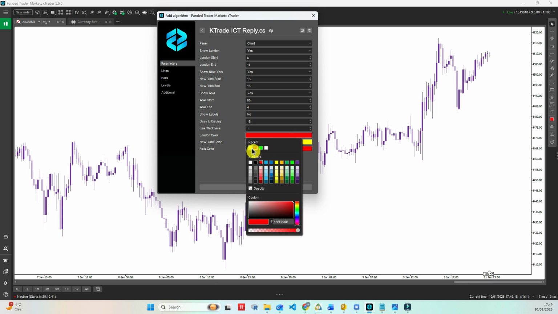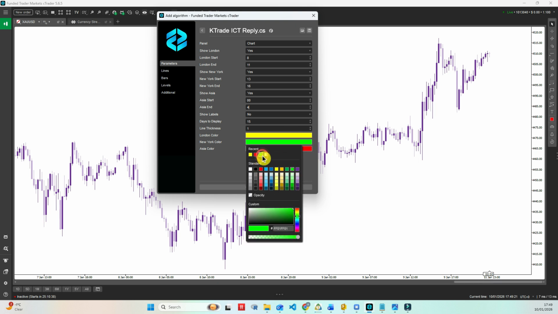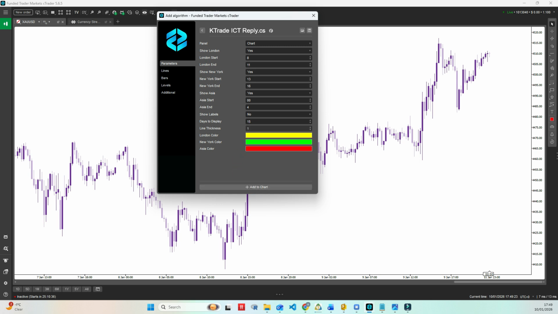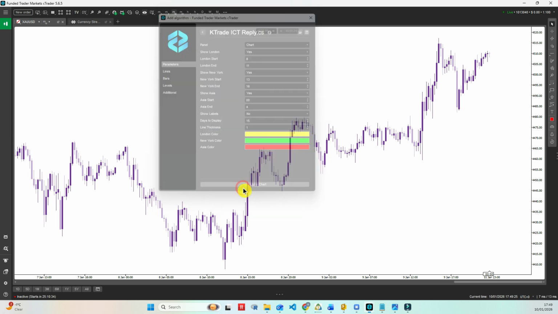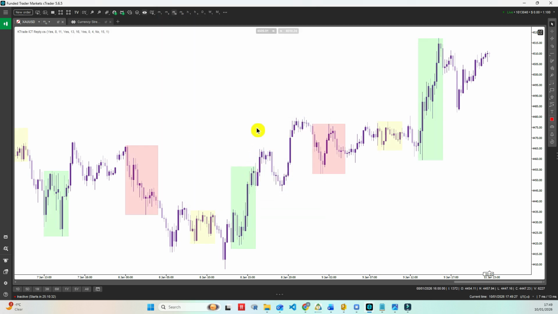Sorry, let's use yellow for London and green for New York. Okay, now when all is done, we add it to our chart, guys. So this is it. We've added the key zones to our chart. The purpose of the key zone is just showing us the high and low for each session. Right, so let me show you the exact trades that we took during this particular week.